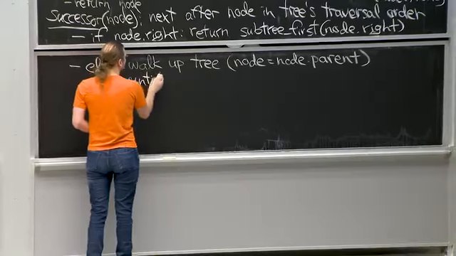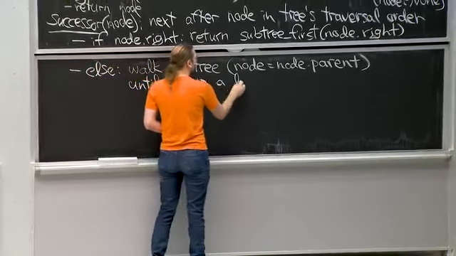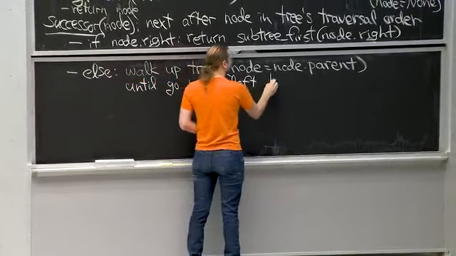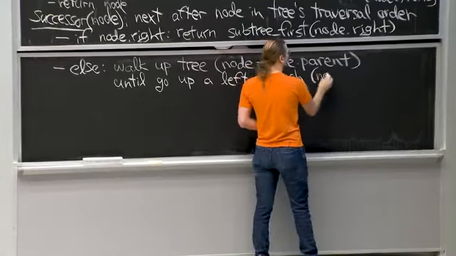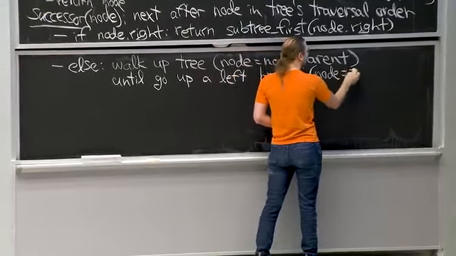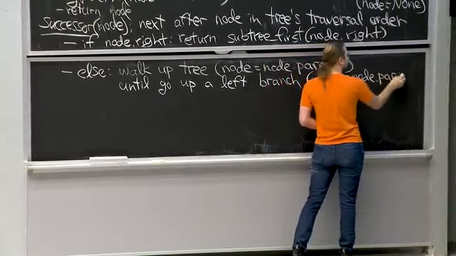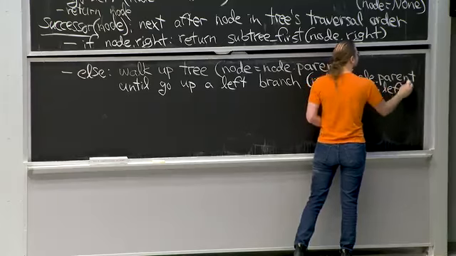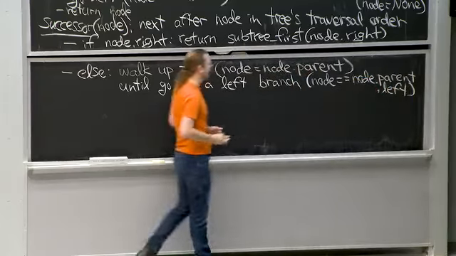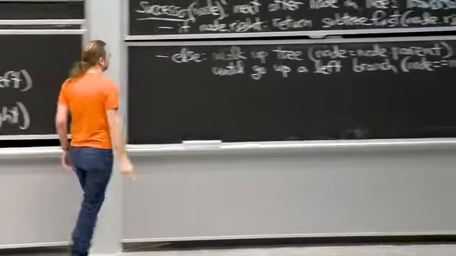Until we go up a left branch. So this would mean that, before we do the change, node equals node.parent.left. Okay, so we can check that. And then after we do that traversal, that parent is exactly the node we're looking for.